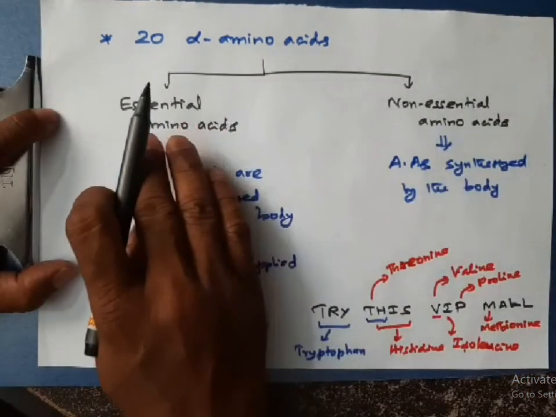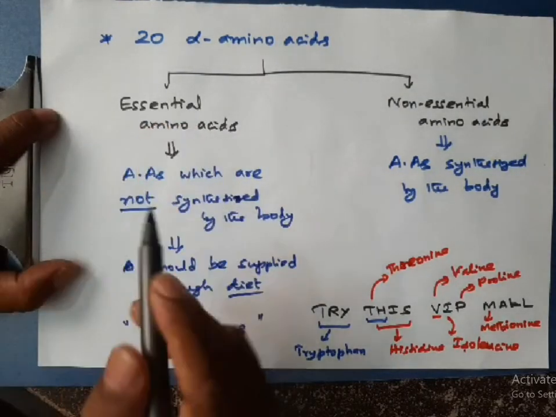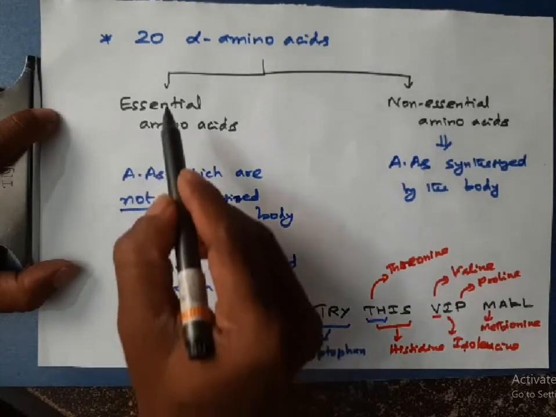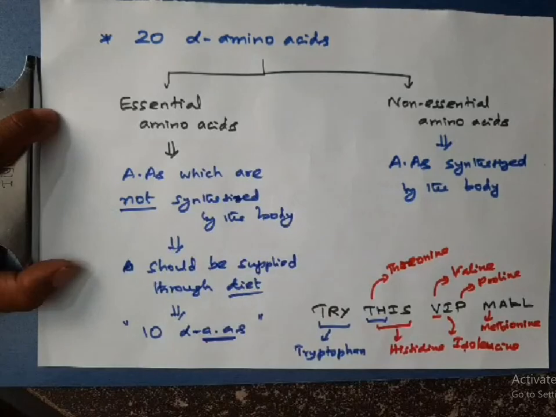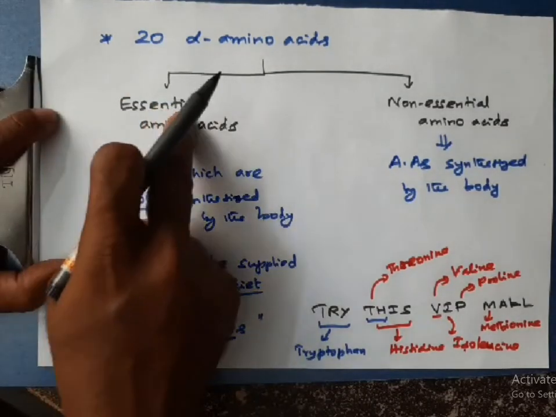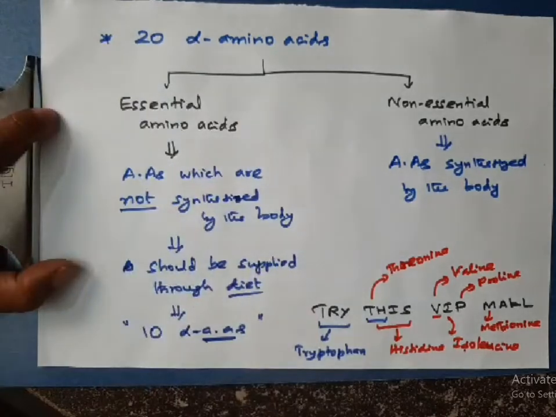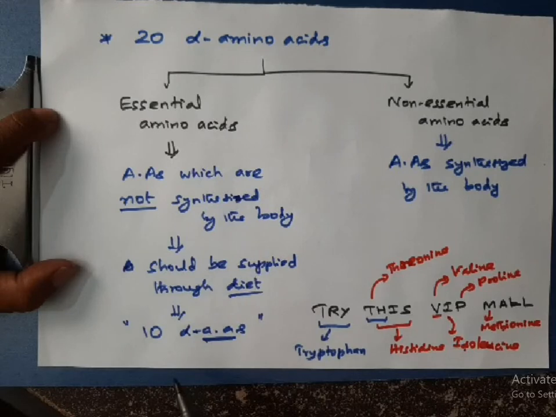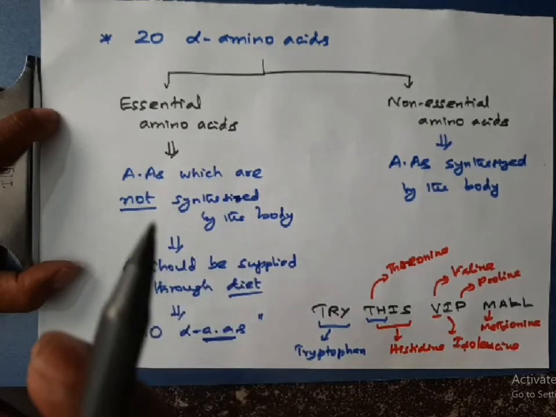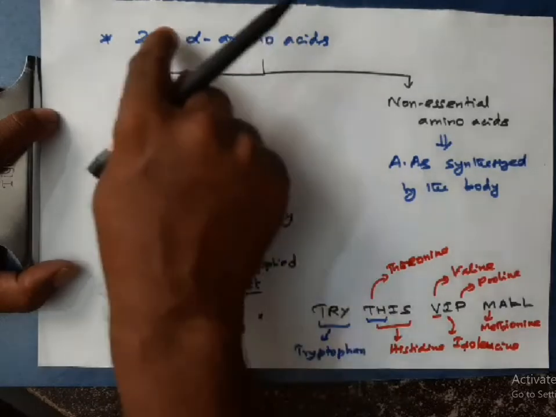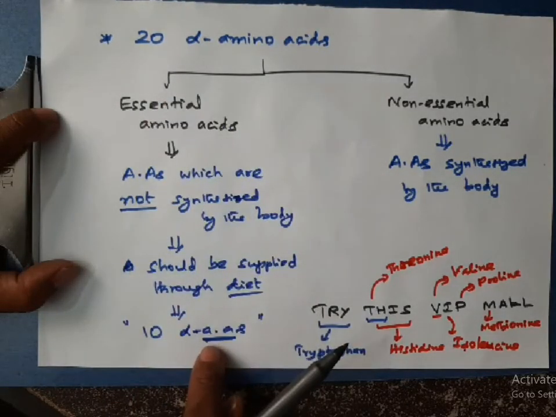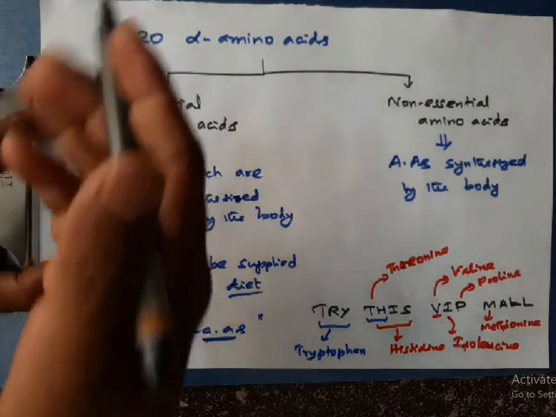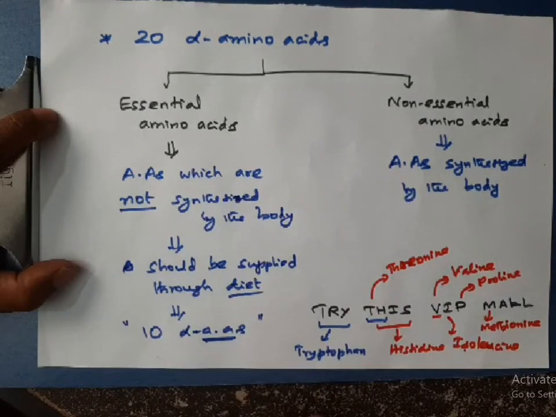Whereas there are amino acids which are not synthesized by the body. These amino acids are called essential amino acids. We have to supply these amino acids through diet, and so they are called essential amino acids, right? Out of 20, 10 alpha amino acids are found to be essential amino acids.